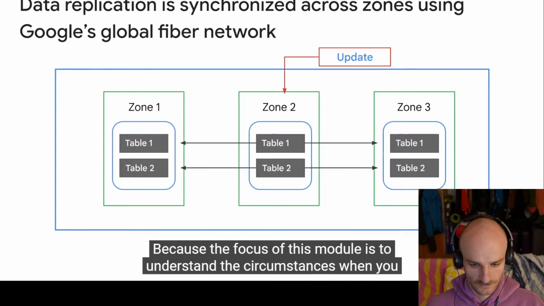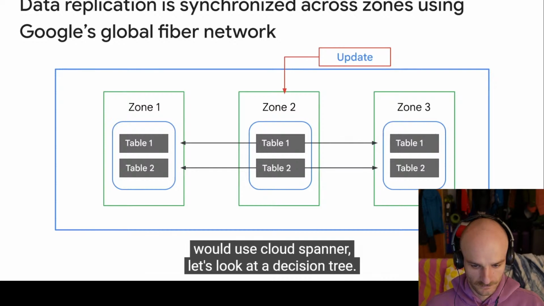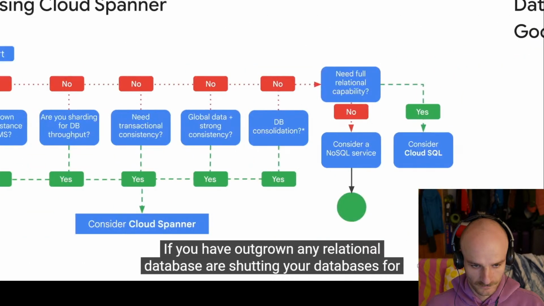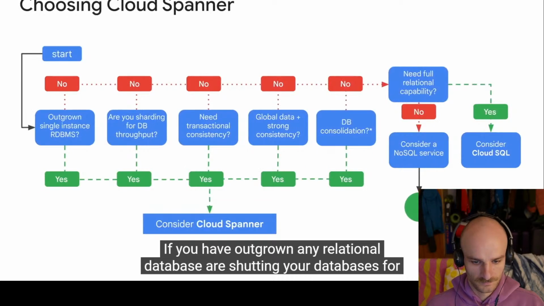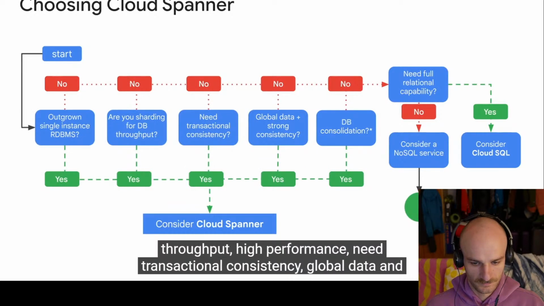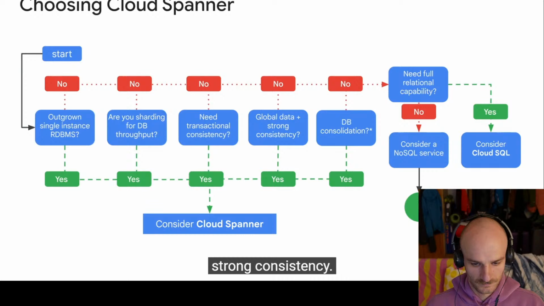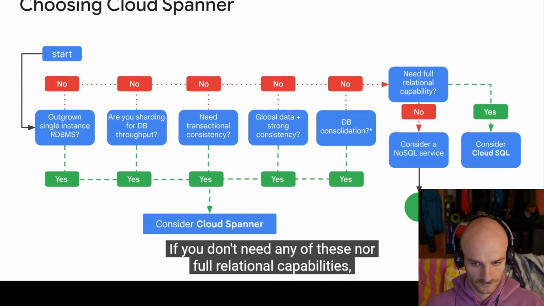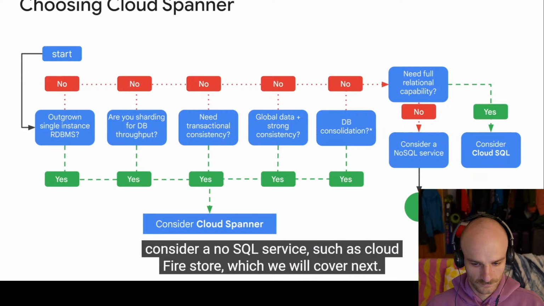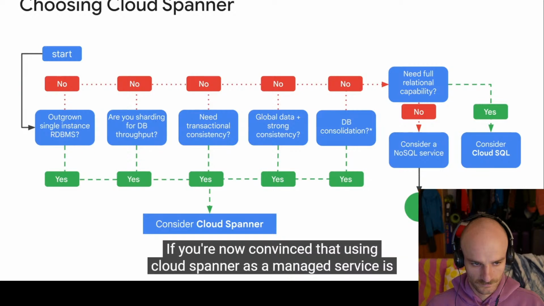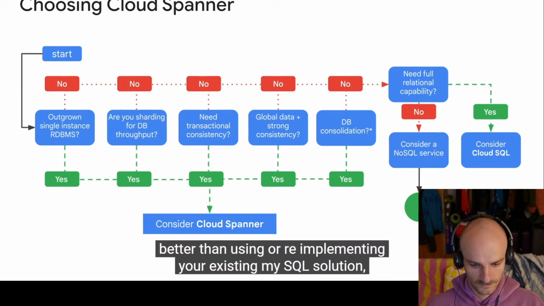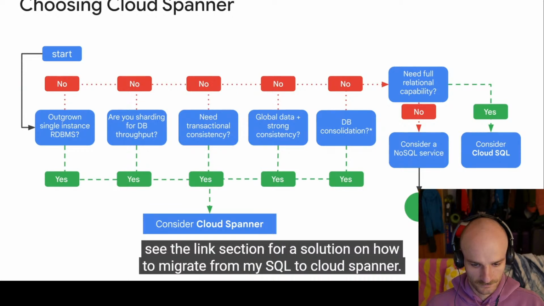Because the focus of this module is to understand the circumstances when you would use Cloud Spanner, let's look at a decision tree. If you have outgrown any relational database, are sharding your databases for throughput, high performance, need transactional consistency, global data, and strong consistency, or just want to consolidate your database, consider using Cloud Spanner. If you don't need any of these, nor full relational capabilities, consider a NoSQL service such as Cloud Firestore, which we will cover next. If you're now convinced that using Cloud Spanner as a managed service is better than using or re-implementing your existing MySQL solution, see the link section for a solution on how to migrate from MySQL to Cloud Spanner.